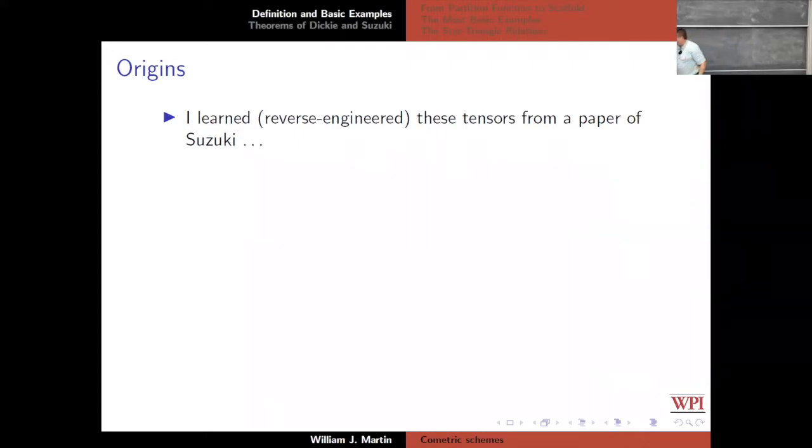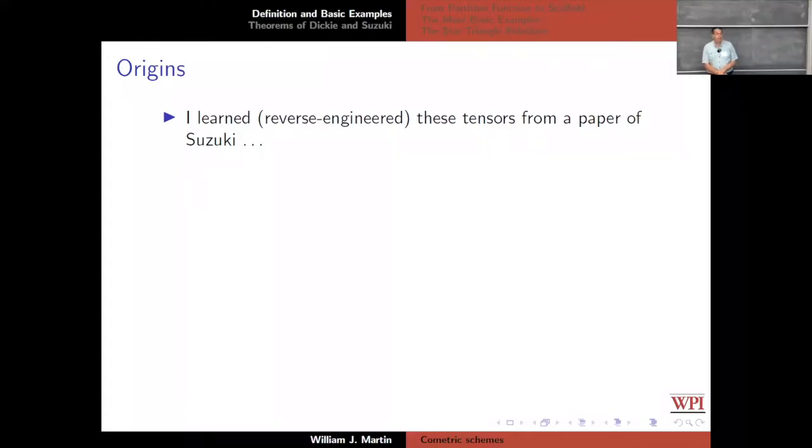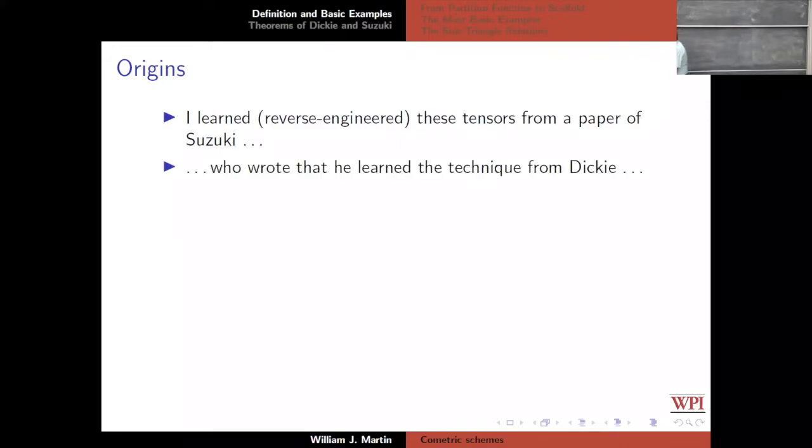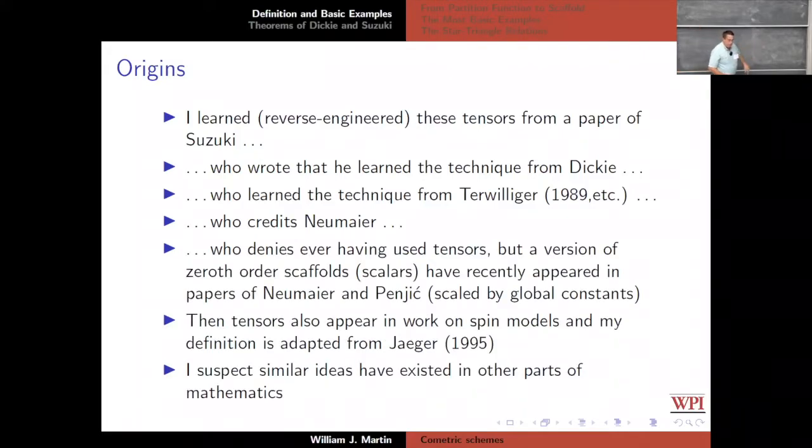So I first learned about these things when I was on sabbatical at Waterloo, and I was reading these papers of Suzuki in 1999, and I sort of reverse engineered the tensors that Suzuki was using. But Suzuki wrote that he learned this technique from Dickie's thesis. Dickie learned the technique from Paul Terwilliger, and you'll see tomorrow that a lot of these ideas are already in Terwilliger's paper in 1989. Terwilliger says that he learned it from Neumaier, and Neumaier denies any responsibility here. He says that he never used tensors, but he used scalars.